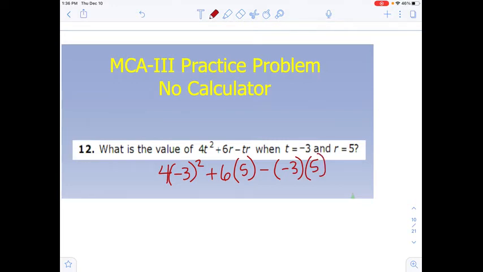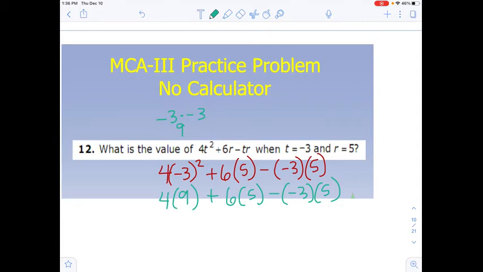All right, super important here that we use our order of operations. First thing is parentheses, and that's when we have something to solve within parentheses. Nothing here. These all represent multiplication. So the next thing would be exponents. So -3 squared is -3 times -3, which would be +9. So here we have 4 times 9 plus 6 times 5 minus -3 times 5.